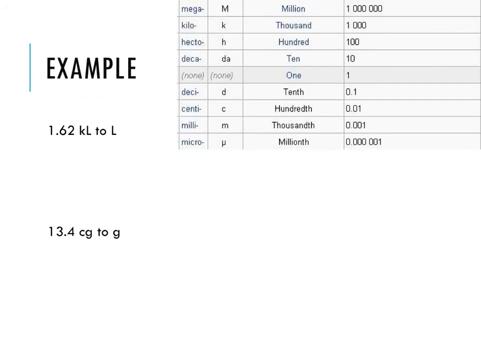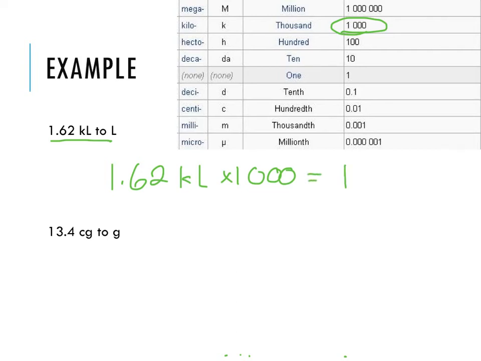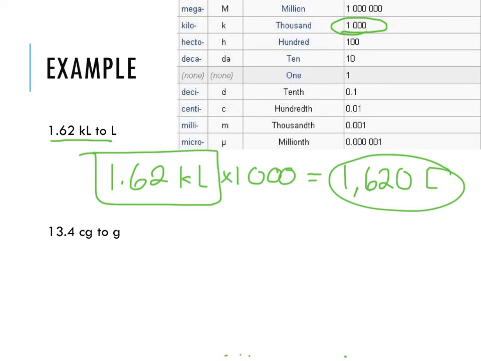So for example, let's say I was trying to convert 1.62 kiloliters to liters. So we can see right here that we've got our kiloliters, which is 1,000 times bigger than a liter. So to get this, I would say 1.62 kiloliters times 1,000. And if I were to do this by hand or in my calculator, I would find out that this would end up being 1,620 liters. So for every 1.62 kiloliters we actually have 1,000 times that many liters.